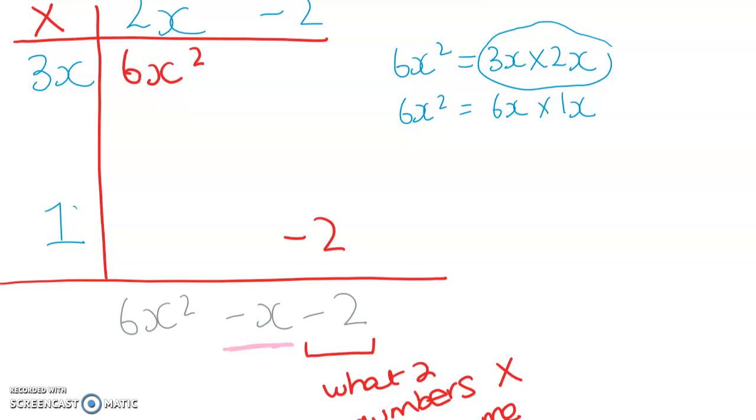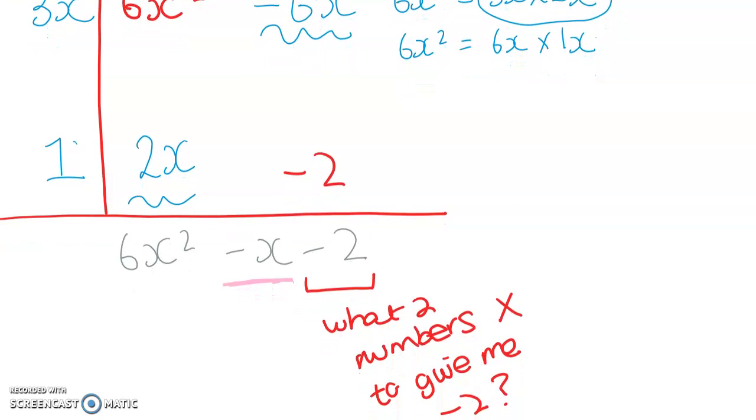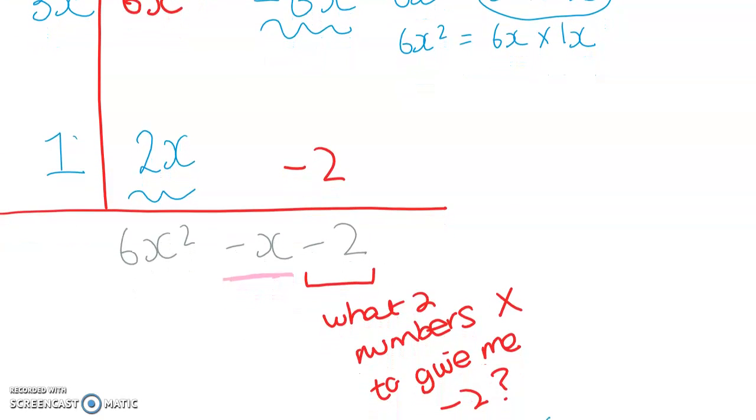I multiply into the grid. 1 on the bottom multiplied by 2x on the top gives me 2x. 3x on the side multiplied by minus 2 on the top gives me minus 6x. When I add 2x and minus 6x, that gives me minus 4x. That's not my term. So I know it's 3x and 2x it works with now. I definitely know that, because there's no other choice for 6x squared.